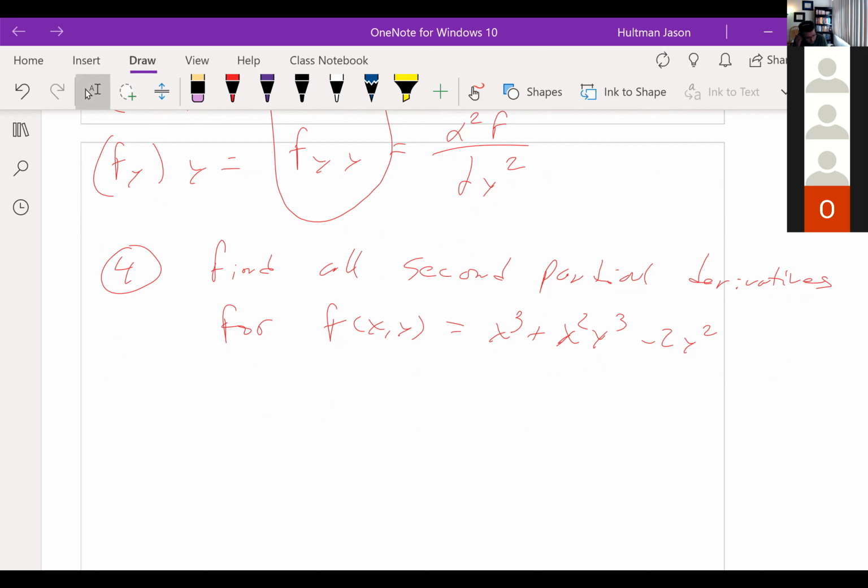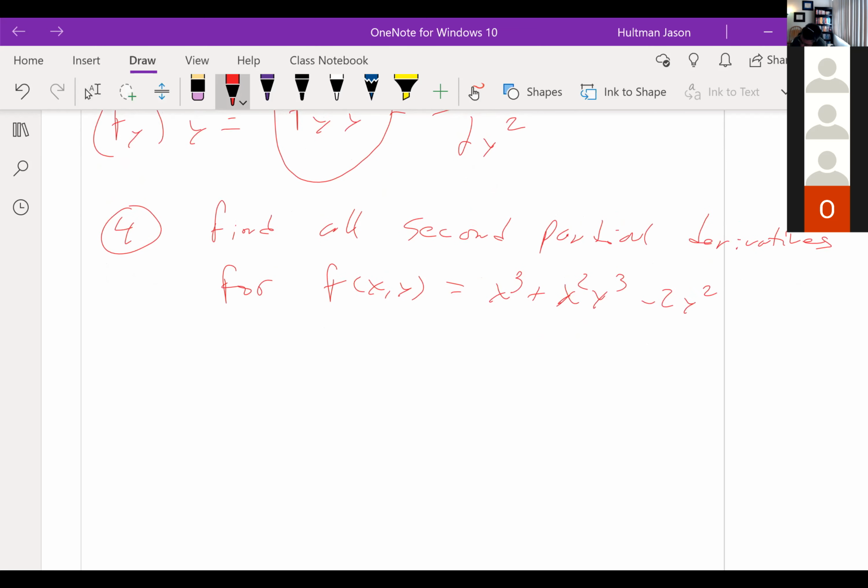Now this is a polynomial equation, which is kind of nice. All polynomial equations are continuous, which tells me that if I take partials in any order, I will get the same thing. So this is a nice surface. Let's take our partials here. Let's first take our partial with respect to x and our partial with respect to y.